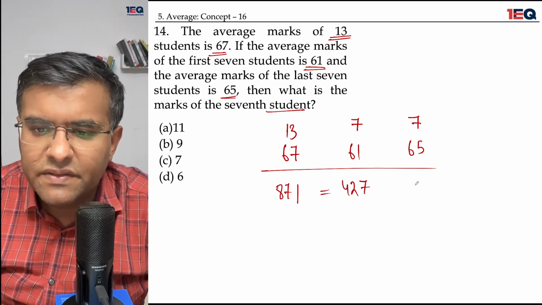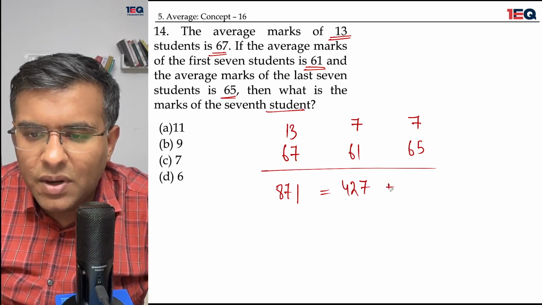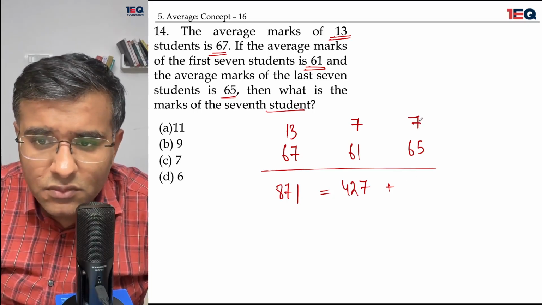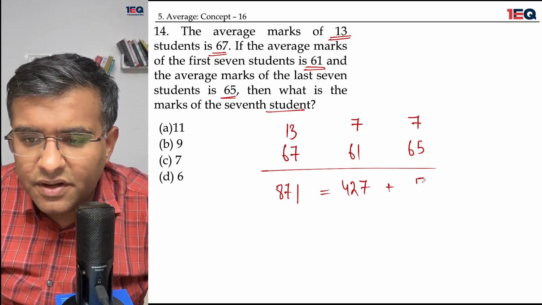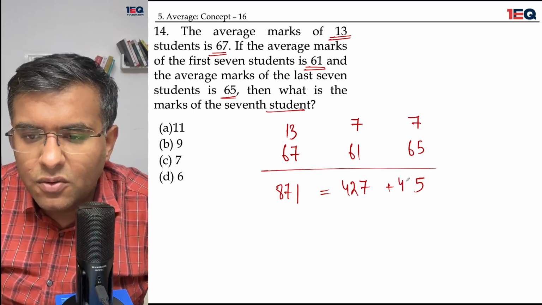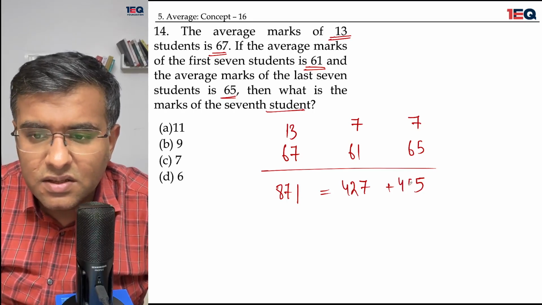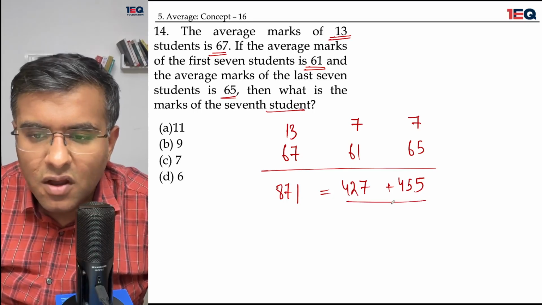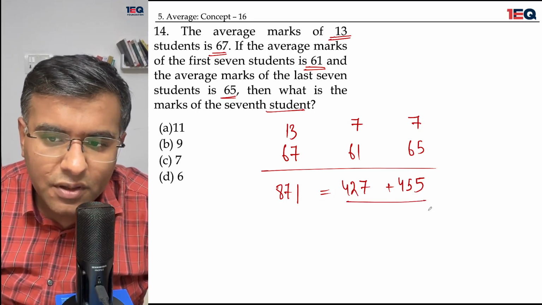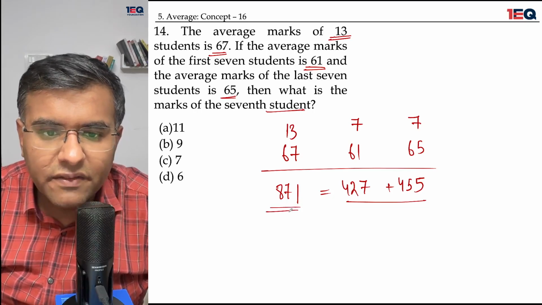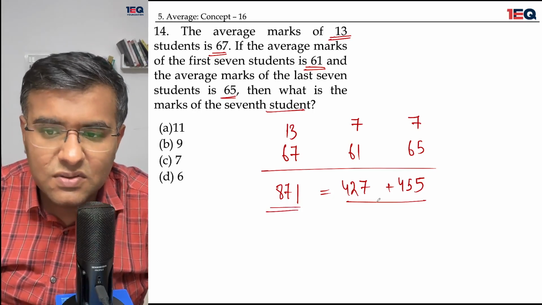Yeah, 7 ones are 7, 7 sixes are 42, and plus 7 fives is 35, 7 sixes are 42, 42 plus 3 is 45, so 455. Whatever extra is coming over here, which is beyond 871, is the 7th student's score.